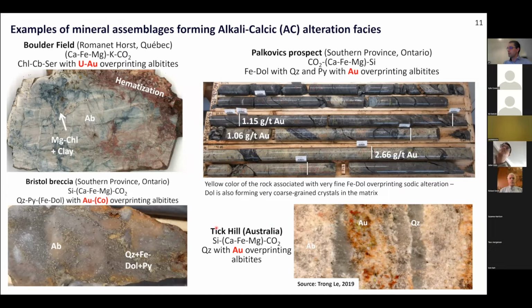An example from Australia, the Tickle deposits, overprinting albitites again. Then there is a deposition of gold in association with some quartz veining, forming a lower iron type of gold-rich deposit. And the Palkovitz prospect, again from the Southern Province. In this case, what we have is an albitite that is variably overprinted by ferroan dolomite with subsidiary quartz, some disseminated pyrite, and then this is associated with gold mineralization that is overprinting the albitites.